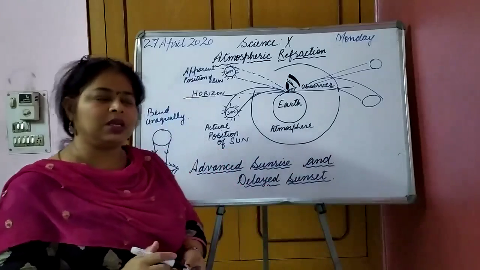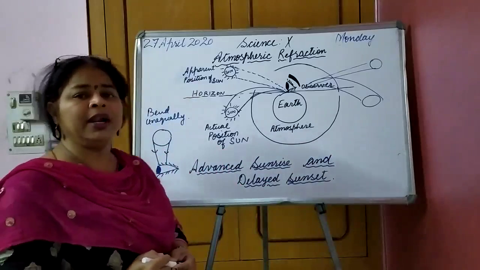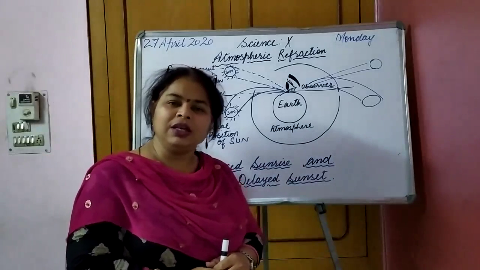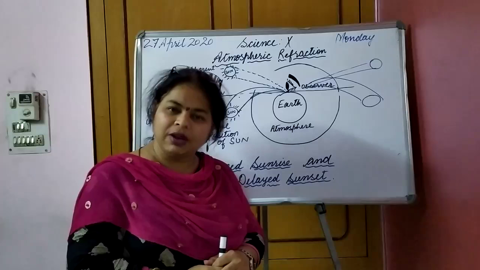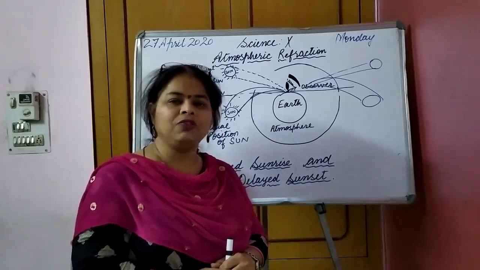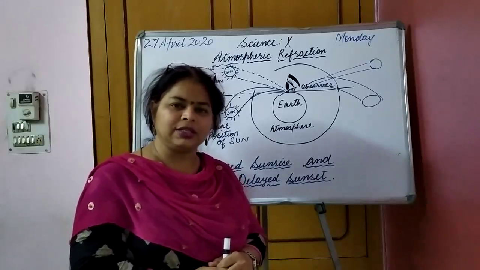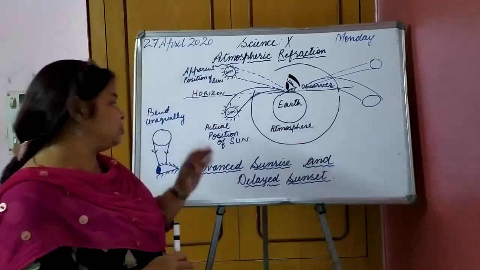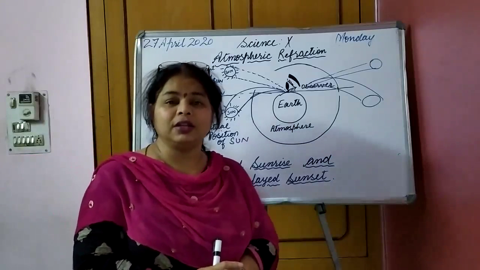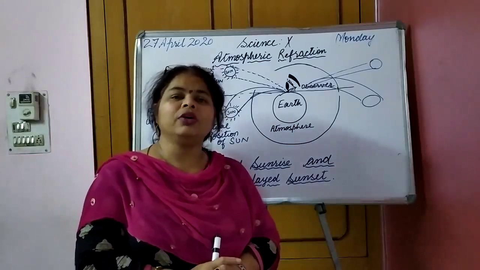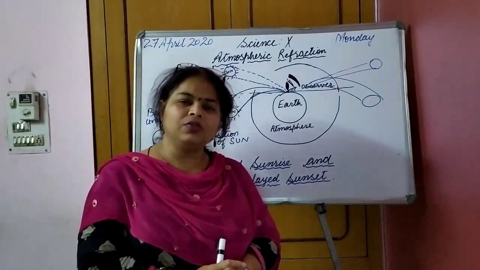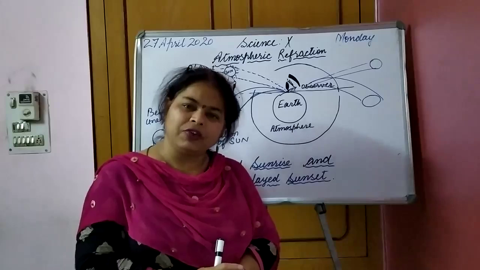If a question comes in the exam regarding sunset and sunrise, that is advanced sunrise and delayed sunset, a time difference of 2 minutes in both cases, or the question comes regarding the sun appearing like a flattened disc, what are you going to mention? You are going to mention atmospheric refraction. So you will tell about atmospheric refraction.